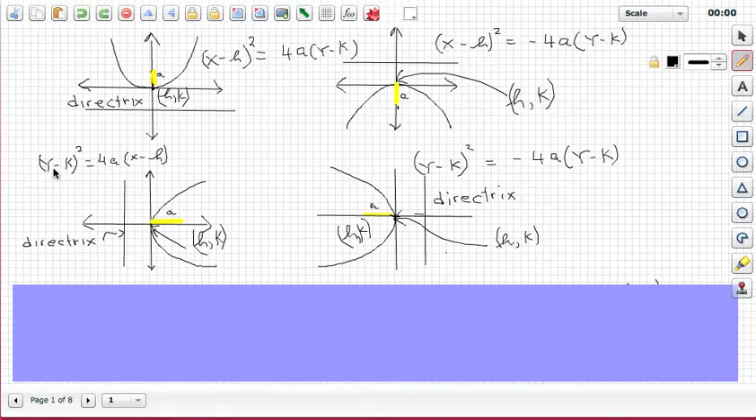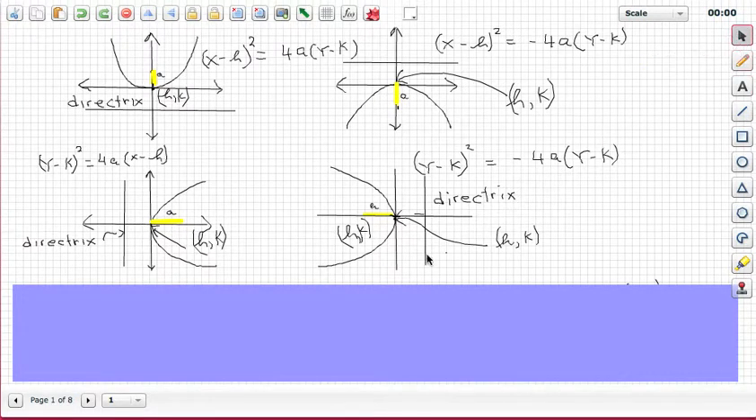Let's look at the equations. With the right-facing and left-facing parabolas, the general equation is (y - k)² is equal to 4a(x - h). Notice the square is on the y term here. Again, identical equation with the negative in front for the left-facing parabola. Now let's talk about what h and k is. (h, k) is the point of the vertex.